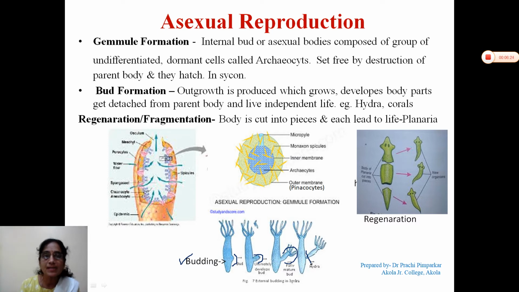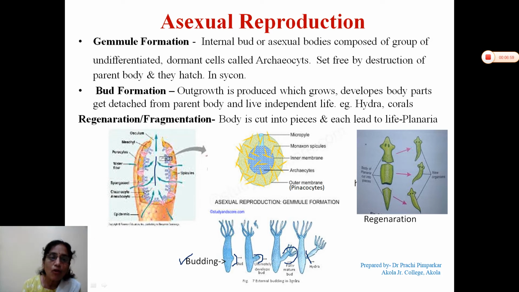Let us now come to the gemmule. In gemmule formation, a body is produced at the inner part of the organism. The example is seen in Scypha, in freshwater sponges, where this gemmule formation takes place. Now see, this is the arm of the sponge, and here is the section we have seen. This is the outer wall, and this middle part is the body cavity.